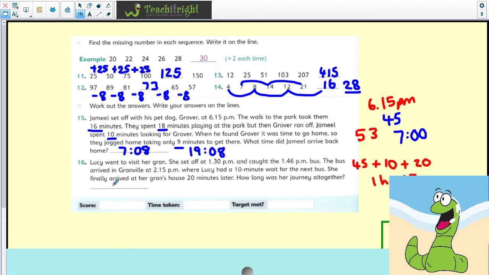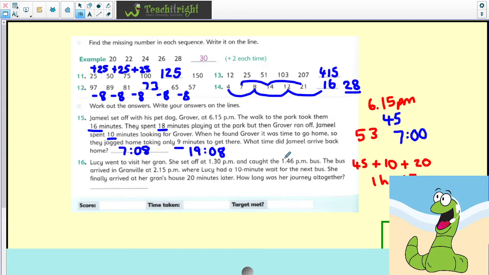Question 16. Lucy went to visit her gran. She set off at 1:30 p.m. and caught the 1:46 p.m. bus. The bus arrived at Granville at 2:15 p.m., where Lucy had a 10-minute walk for the next bus. She finally arrived at her gran's house 20 minutes later. How long was her journey altogether?